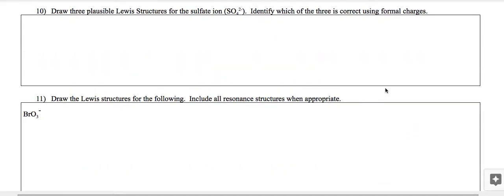Draw 3 plausible Lewis structures for the sulfate ion and identify which is correct using formal charges. So this is that idea of using formal charges. So we can go here. There is a plausible Lewis structure for this guy. Here's another one. Here's another one. I'm going to do more than 3 and show you which one is correct and why. There's some there.